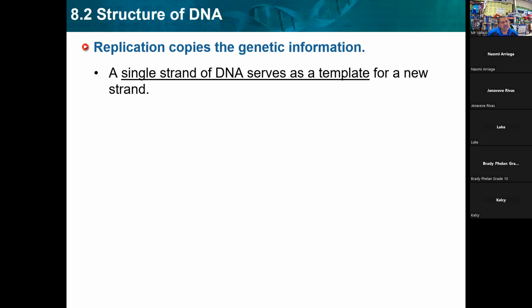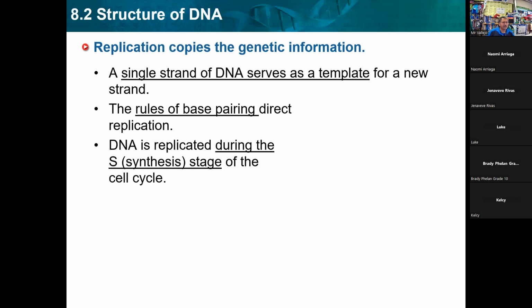A single strand of DNA serves as a template for a new strand. That means that if you can make these guys come apart from each other, then the DNA is exposed and then both sides can be copied. So say you're a single strand, not the double strand where it's usually in. The single strand of DNA serves as a template, and the rules of base pairing direct the replication.